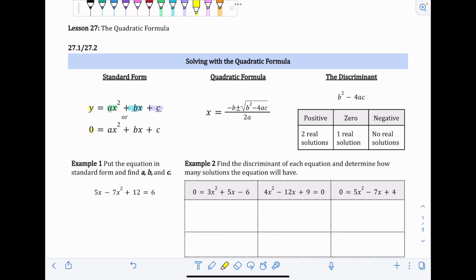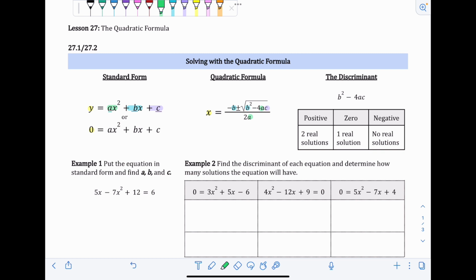And then the quadratic formula over here, you can see it's kind of a daunting formula, but it's not that bad once you get some practice with it. So it's x is equal to negative b plus or minus the square root of b squared minus 4 times a times c, and then all over 2a. So the a, b, and c in the quadratic formula are going to be the same a, b, and c from standard form. So you'll be given an equation either in standard form or you'll be asked to put it in standard form, and then you'll find a, b, and c from that before putting it into the quadratic formula to solve for x from that equation.